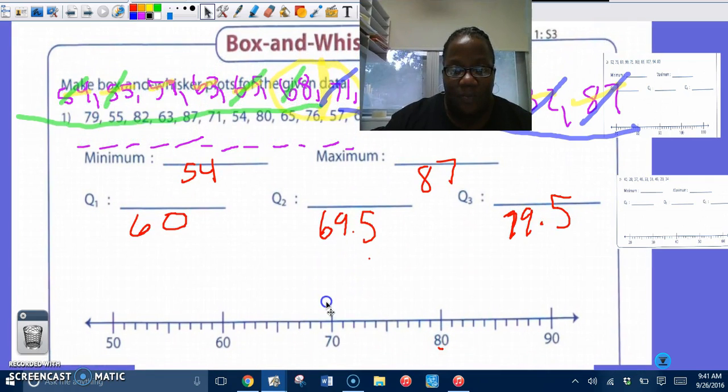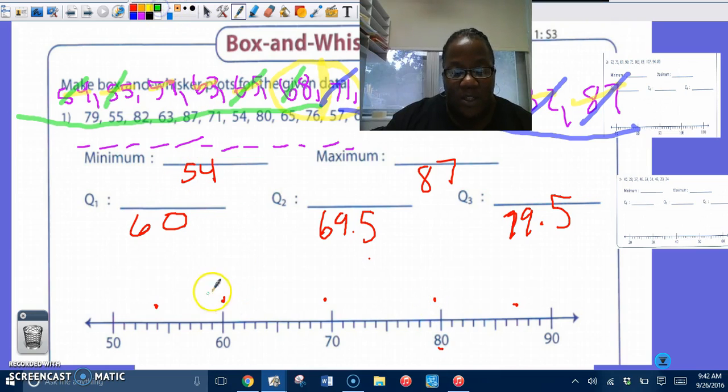Pull this up a little bit. Okay. So now I'm going to put the dots everywhere. First, my minimum was 54, which is right here. My maximum, 87, 85, 86, 87. Quartile 1 is 60, right here. Quartile 2, 69.5, which would be right here. And quartile 3, 79.5. So I should be right here.